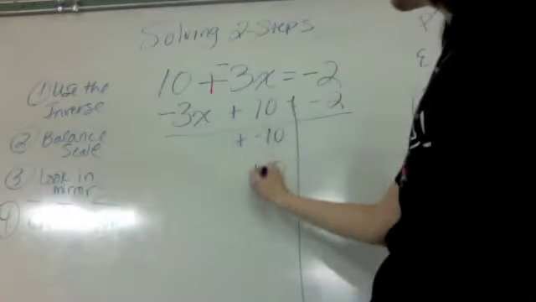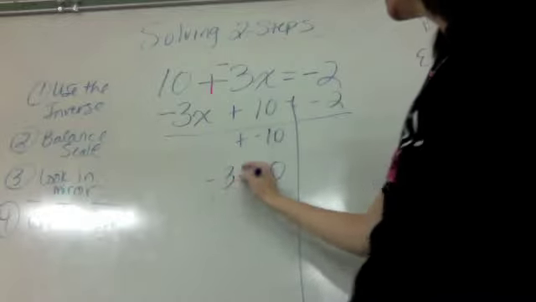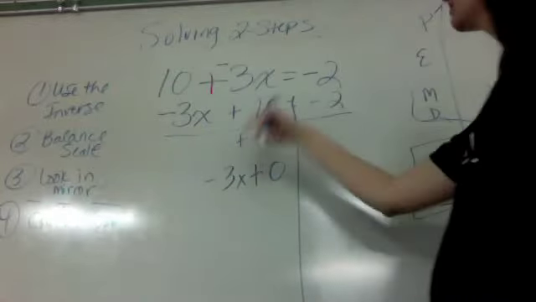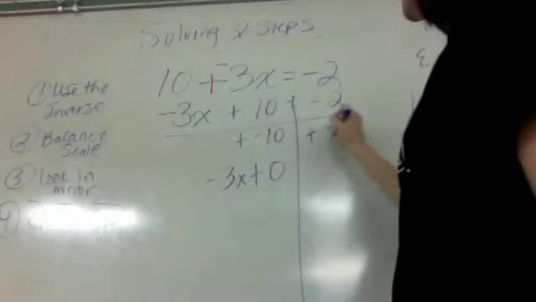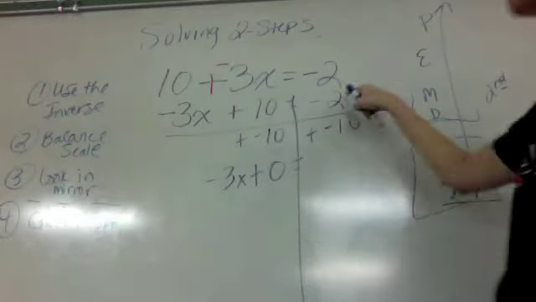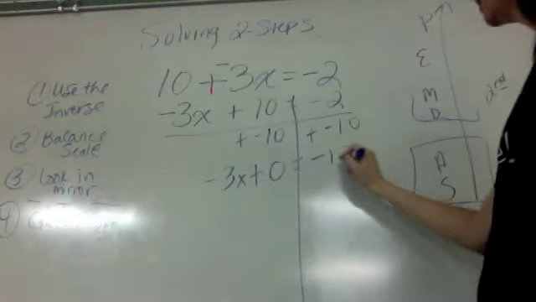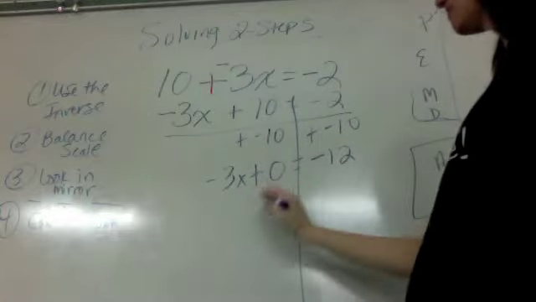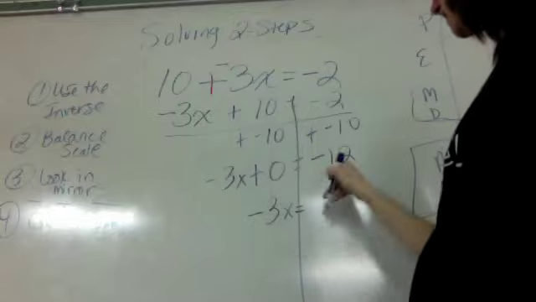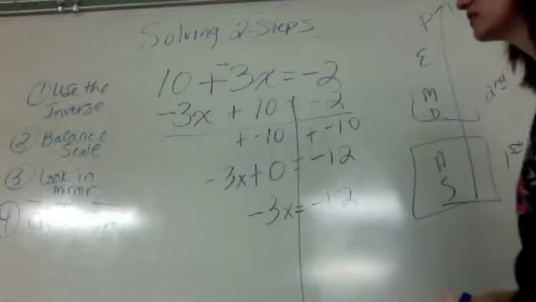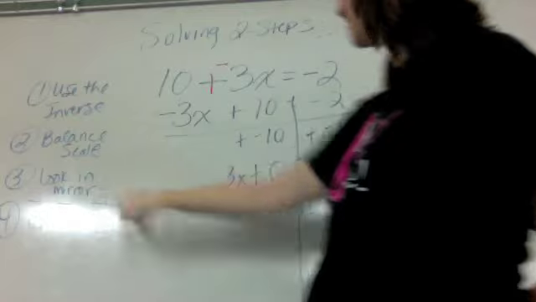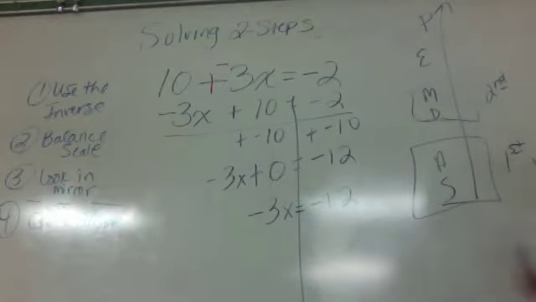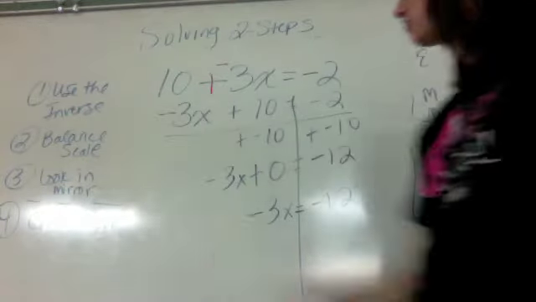That gives me 0. Drop what I have left, is the negative 3x plus. Balance my scale, I add negative 10 over here. Negative 2 plus negative 10 is negative 12. Negative 3x looks in the mirror, or negative 3x plus 0 is negative 3x, and I still have negative 12 over here. So I used the inverse, balanced the scale, and looked in the mirror, use the identity.